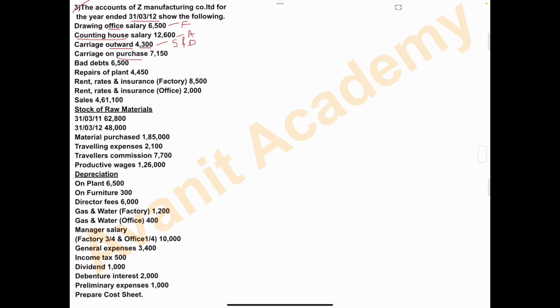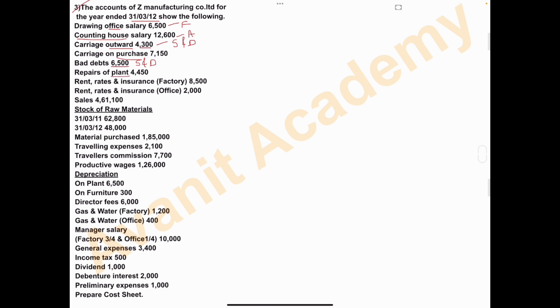Carriage on purchase, that is carriage inward. Carriage on purchase means carriage inward. So carriage inward, what you have to do? You have to add to the opening stock of raw material. Bad debts. Bad debts is to be taken under the head selling and distribution overhead.